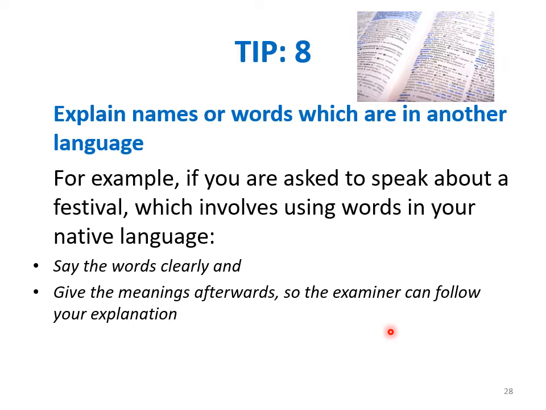Number 8, explain names and words which are in another language. For example, if you use a word which is not English, or a different terminology, the name of a festival or the name of a food, try to say the words clearly and give the meanings afterwards so that the examiner can follow your explanation. So you say a word and you say, this means this in my language, or in my country. In English it means this, so the examiner understands what you are saying.